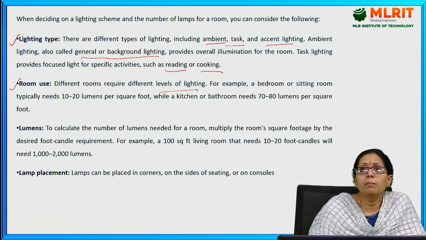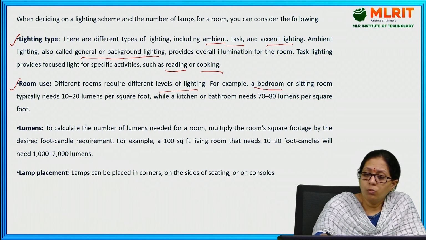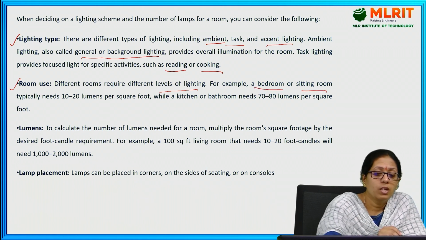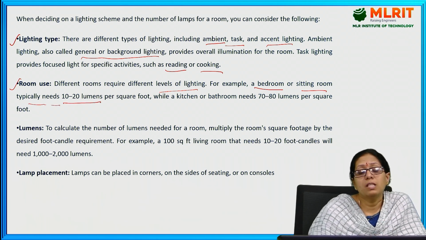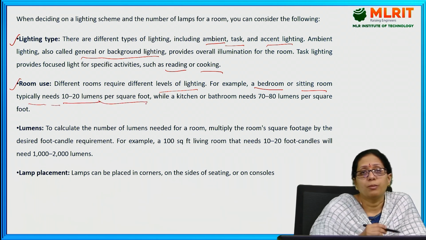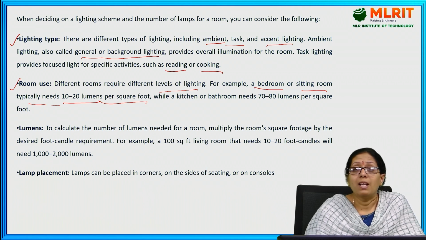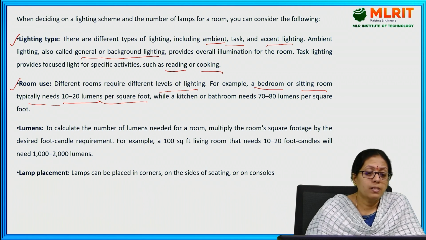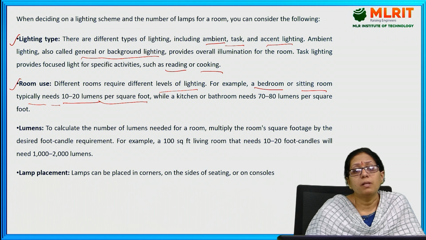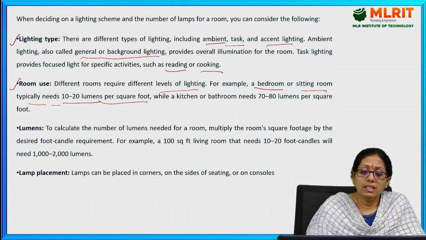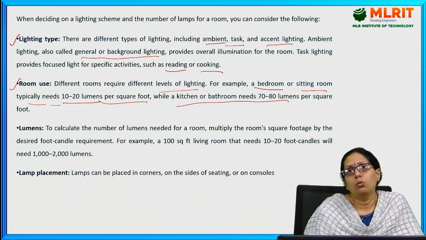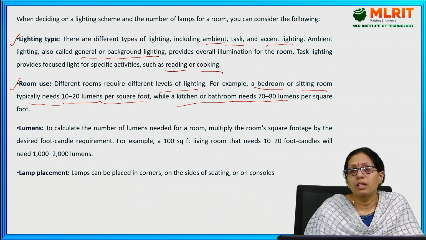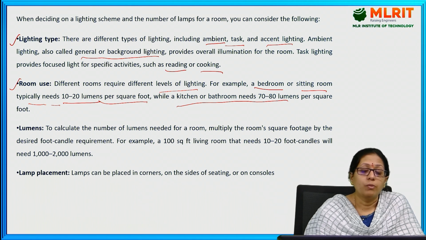For example, a sitting room as well as a bedroom typically needs around 10 to 20 lumens per square foot, while the kitchen needs around 70 to 80 lumens. That means the kitchen needs more lighting when compared to the sitting room.